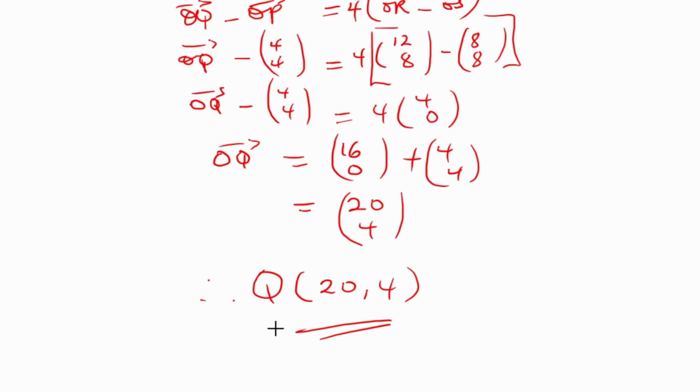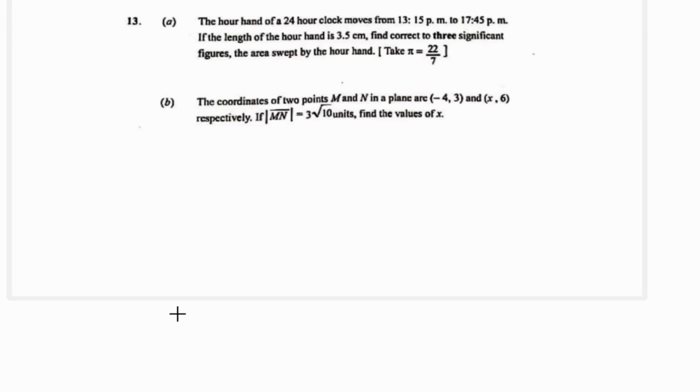Let's get to the 13th question, which is the last question for this video. Question 13 says, in fact the A side says, that the hour hand of a 24-hour clock moves from 1:15 p.m., that is 13:15, to 17:45. It should actually be GMT or something, but we have PM there, so let me go by that. That is 1:15 p.m. to 5:45 p.m. If the length of the hour hand is 3.5 centimeters, find, correct to 3 significant figures, the area swept by the hour hand. Take pi equal to 22/7.